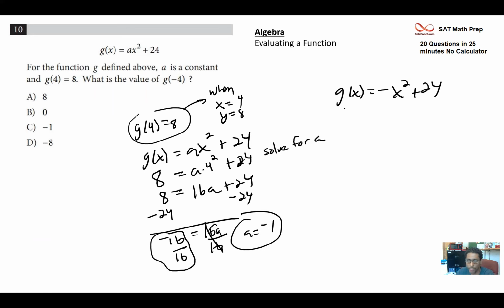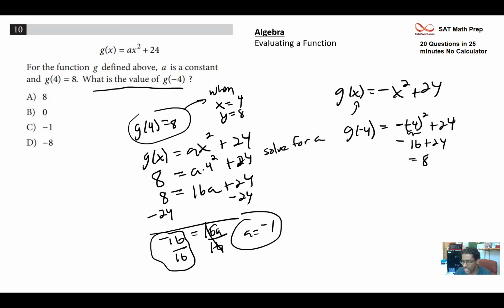That works out well. Then the question goes further and says, all right, now tell me what g of negative 4 is. So put in a negative 4. And so we take a negative 4 and square it, take the opposite and add on 24. It's going to give us the same thing back out. It's going to give us an 8. I'll explain that in a second. So this here is a 16. The negative comes after, and then plus the 24. That gives us the 8.